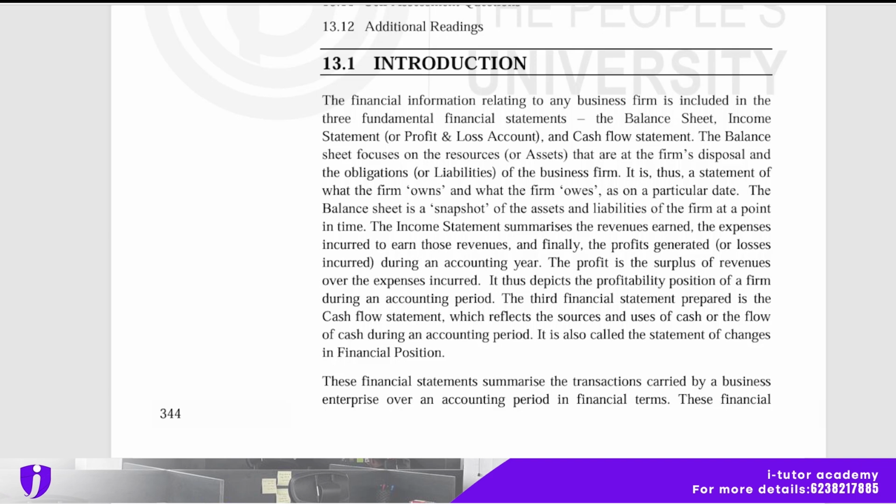The financial information relating to any business firm is included in the three fundamental financial statements, that is the balance sheet, income statement, that is the profit and loss account, and cash flow statement. The balance sheet focuses on the resources or assets that are at the firm's disposal and the obligations or liabilities of the business firm. It is thus a statement of what the firm owns and what the firm owes on a particular date. The balance sheet is a snapshot of the assets and liabilities of the firm at a point in time.